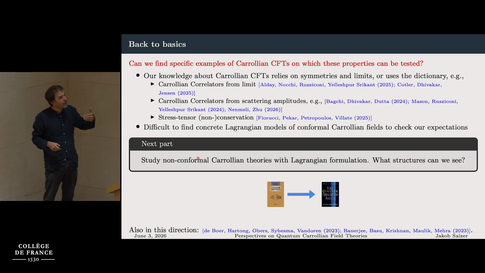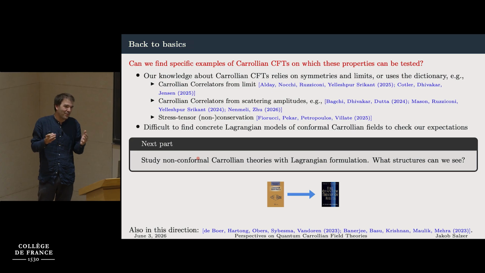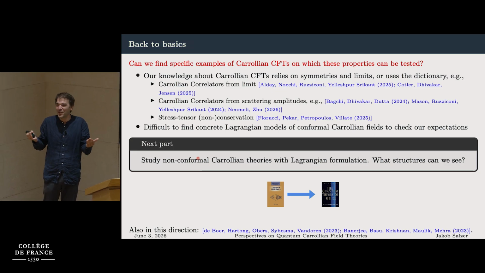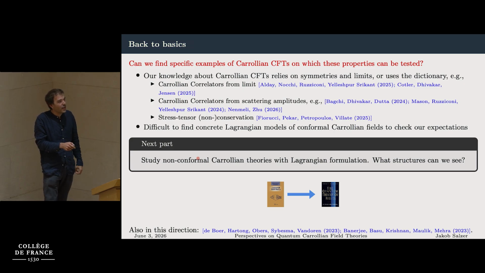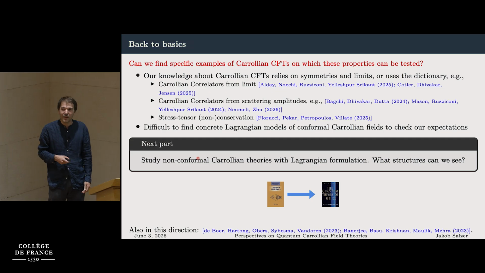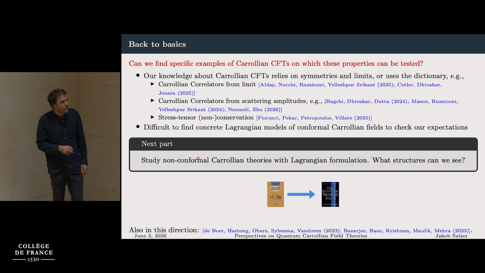So what I want to do in the next part is, it's always difficult to find conformal Lagrangians, right? I mean, even having Lagrangians for usual Lorentzian CFTs is not easy. So maybe we should first try to understand non-conformal Carrollian theories, where we can come up with examples, and then study them and see what kind of structures we get. So in some sense, before we start learning CFTs, we should learn the Carrollian version of Weinberg. So this will be the next part of this talk, and let me say that these papers also did some very nice work in this direction.